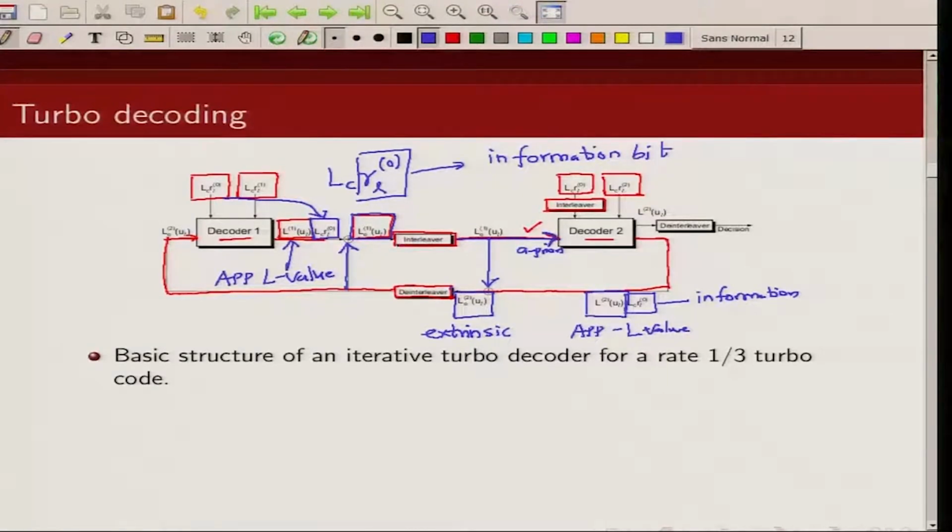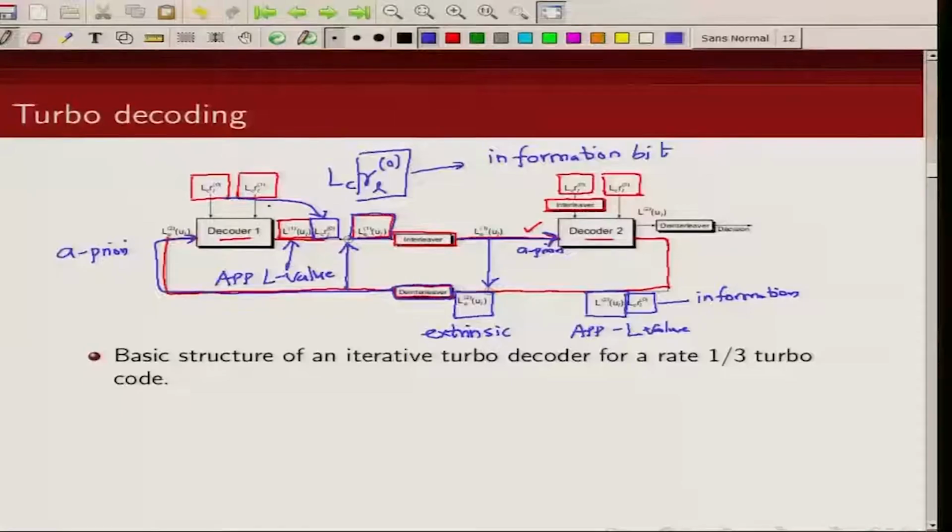Now, I need to de-interleave this information before feeding it back as a priori information. So, this is my a priori value for decoder 1, and I need to de-interleave it because the order of information bits for decoder 1 is the de-interleaved version of the order of information for decoder 2. So, this is how my iterative decoding algorithm is working.